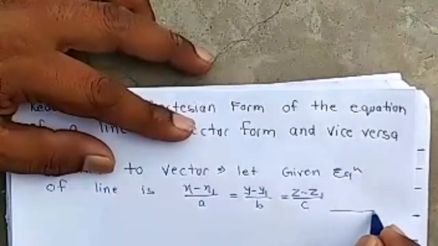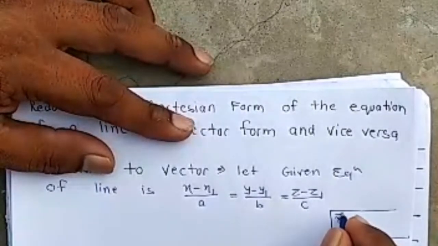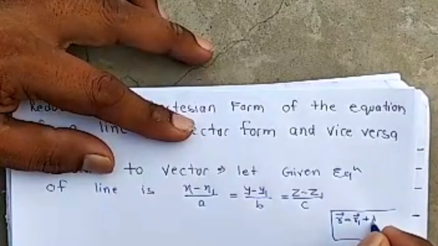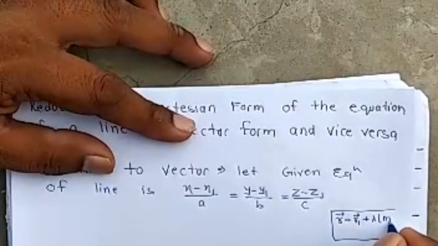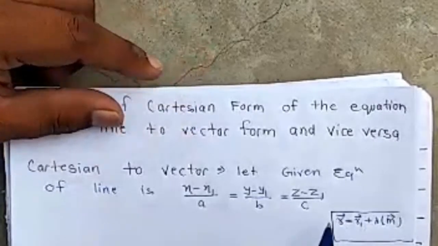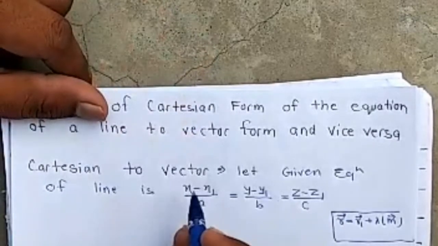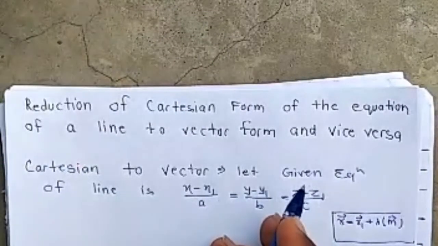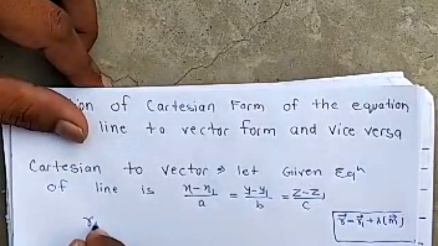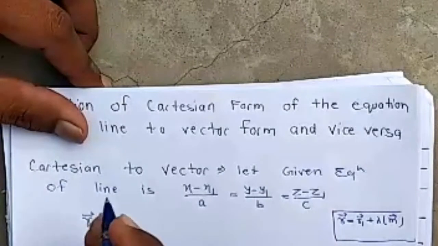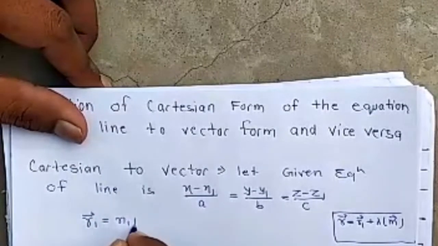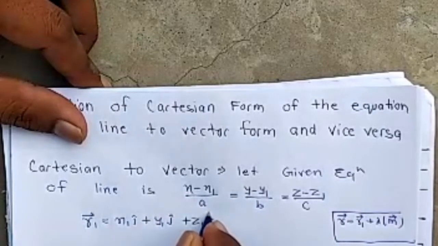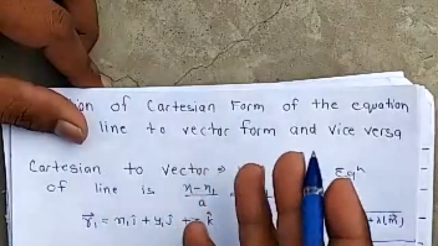Means we know that vector form is r vector equal position vector of a fixed point, means r1 vector, plus lambda into a vector which is parallel to the given line, means m vector. Then the position vector of the fixed point, and we know that in Cartesian form x1, y1, z1 are the point lie on the line. Means position vector of a fixed point can be written as x1 i cap, y1 j cap and z1 k cap, because x1, y1, z1 lie on the given line.